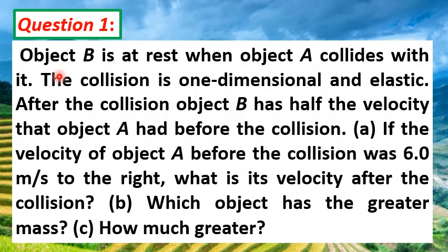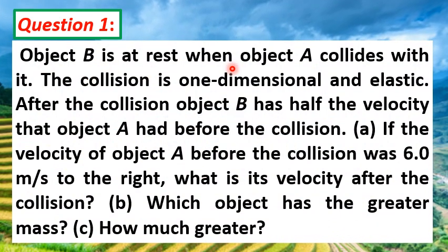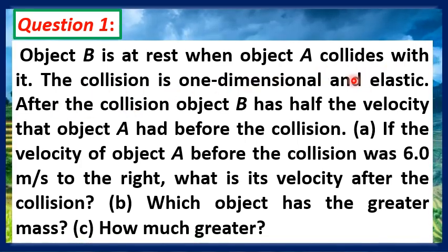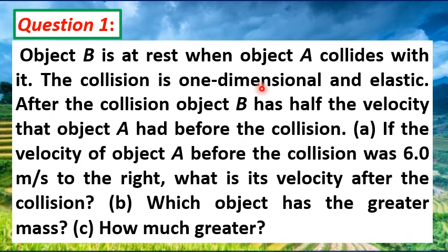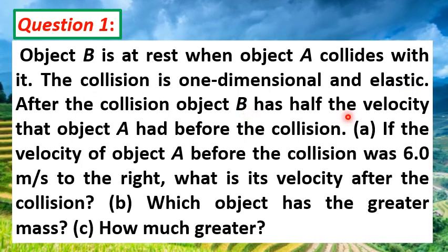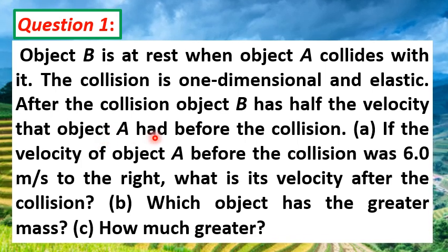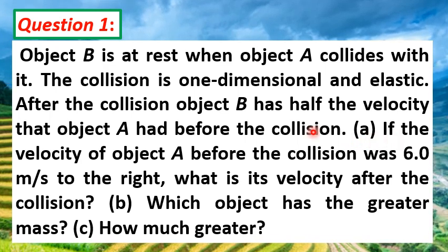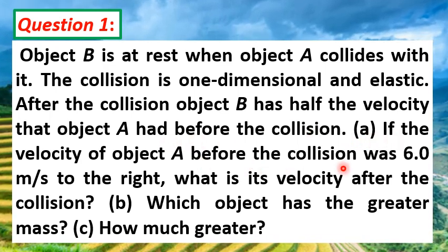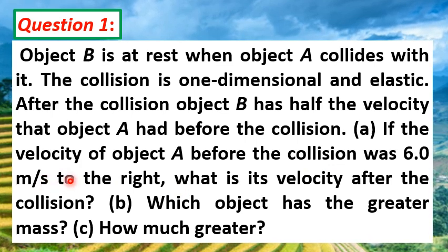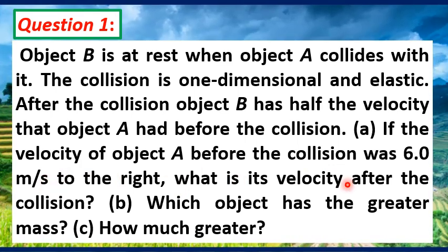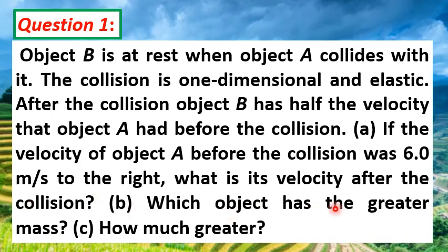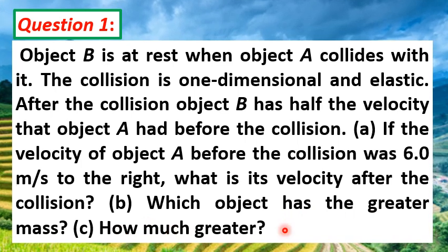Question number 1. Object B is at rest when object A collides with it. The collision is one-dimensional and elastic. After the collision, object B has half the velocity that object A had before the collision. Question letter A. If the velocity of object A before the collision was 6.0 meters per second to the right, what is its velocity after the collision? Letter B. Which object has the greater mass? And letter C. How much greater?